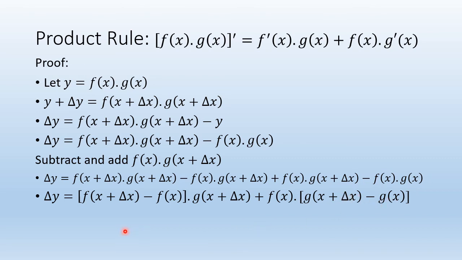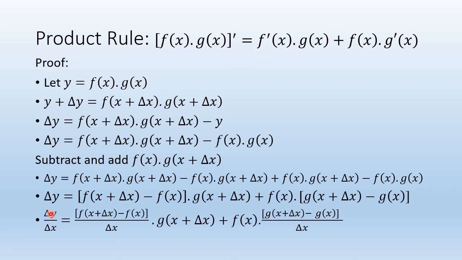Now we go for the next step of the first principle method, that is divide both the sides by del x. So you can see we divide both the sides by del x. So [f(x plus del x) minus f(x)] by del x into g(x plus del x) plus f(x) into [g(x plus del x) minus g(x)] divided by del x.